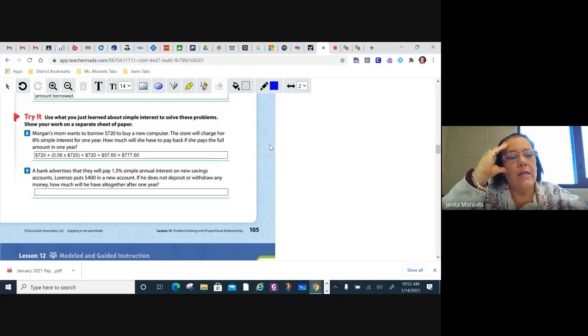It says a bank advertises that they will pay 1.5% simple annual interest on a new savings account. So he's not spending money, he's saving money. Lorenzo puts $400 into a new account. If he does not deposit or withdraw any money, how much will he have altogether after 1 year? All right, well, let's do this. We've got $400 is what he put in there. And he's going to get some interest on that he's going to earn. It's going to be his money.